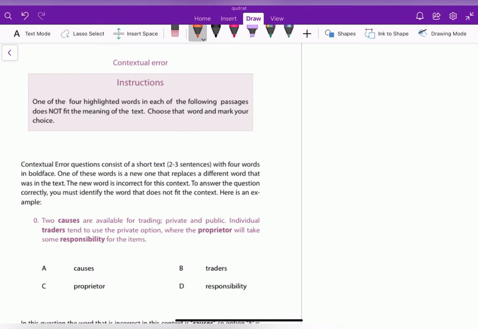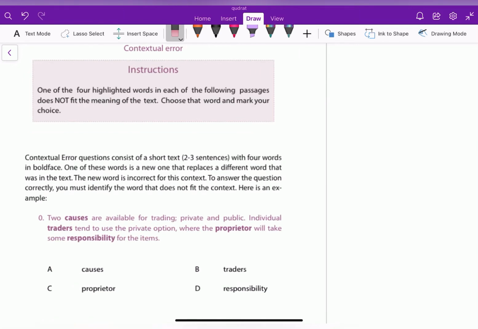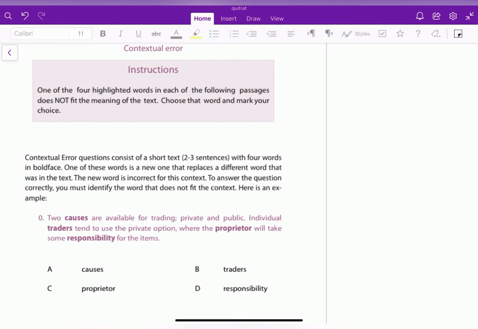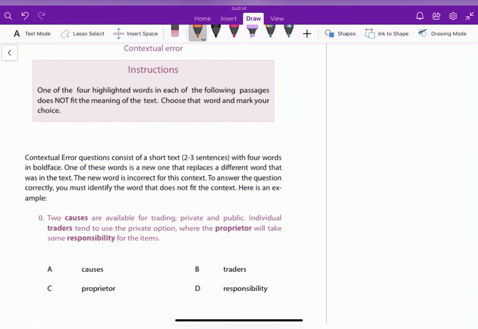Here's an example. So it says 2 causes are available for trading, private and public. Individual traders tend to use the private option, where the proprietor will take some responsibility for the items. Okay, so now we're supposed to extract the error. But beware, don't waste your time trying to replace the error, but rather just try to identify the error and mark it as your option.